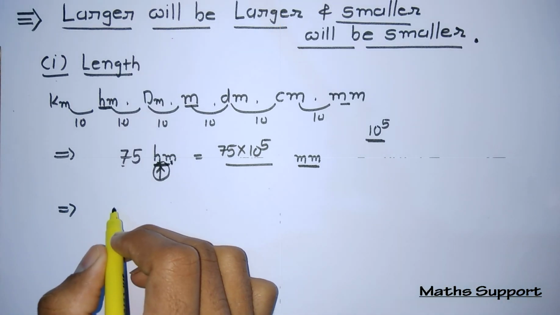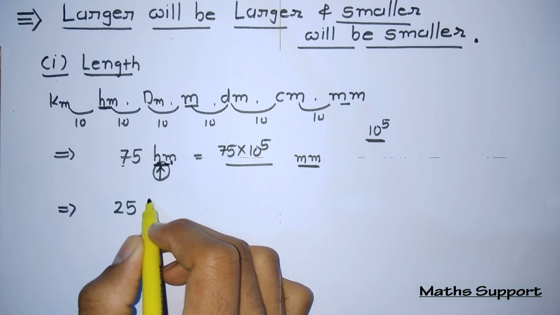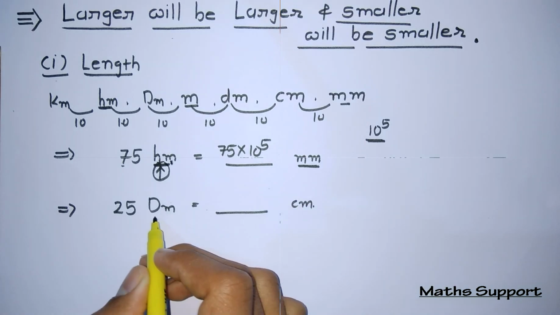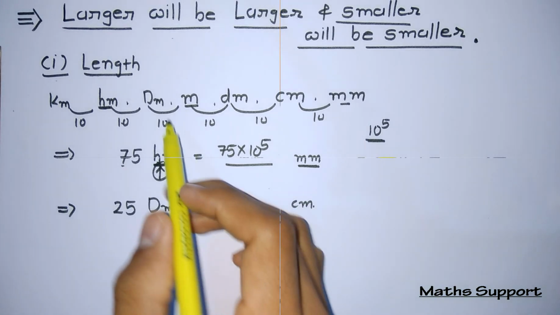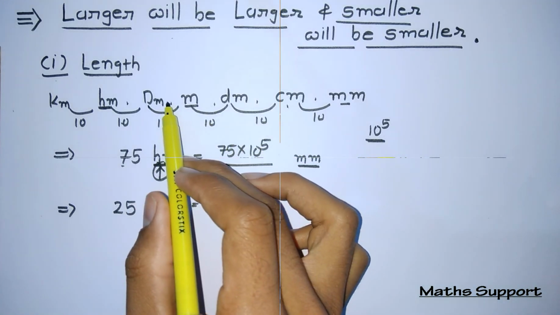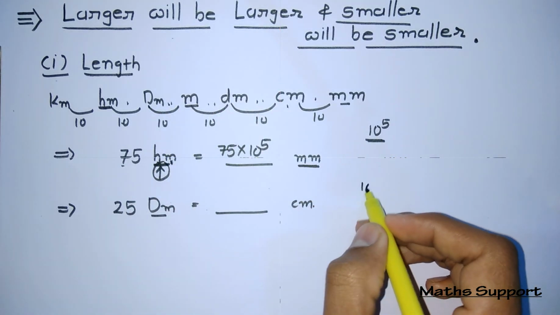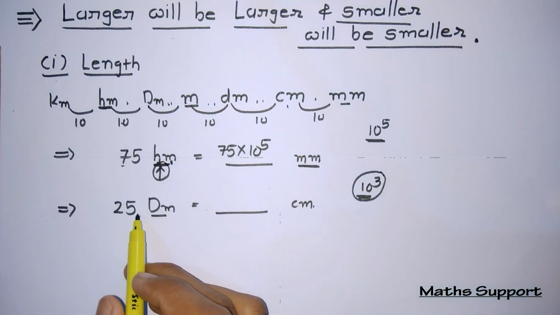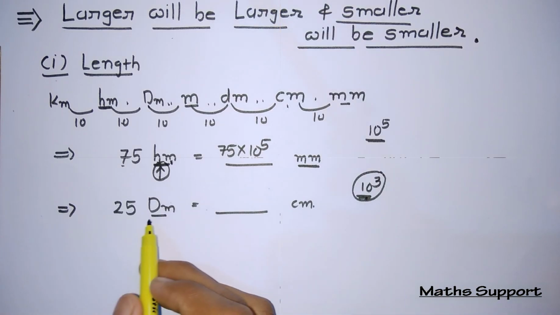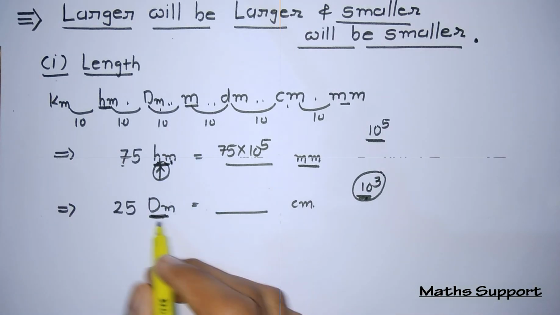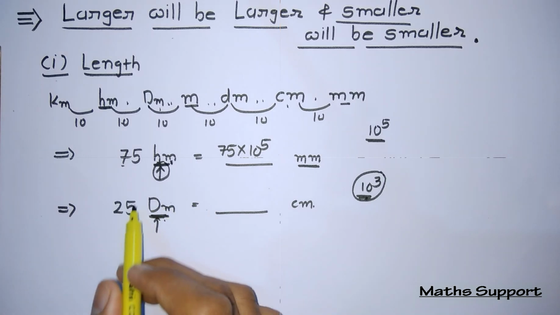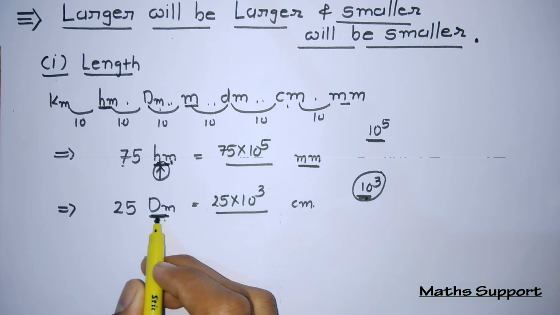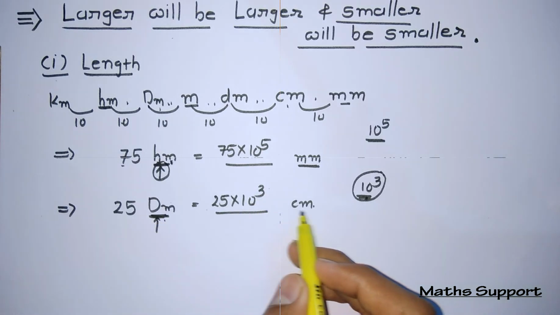Suppose you want to convert 25 decameter into centimeter. First find the relation. This is decameter and this is centimeter. So there is a gap of 1, 2 and 3. So the relation is 10 raised to 3. Now we need to find whether we'll divide or multiply by 10 raised to 3. Decameter is the larger unit, so larger will be larger. So we multiply this relation with 25. So 25 decameter is equal to 25 into 10 raised to 3 centimeter.